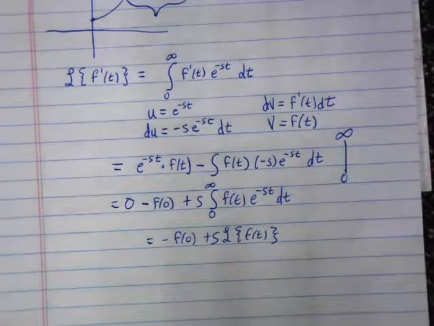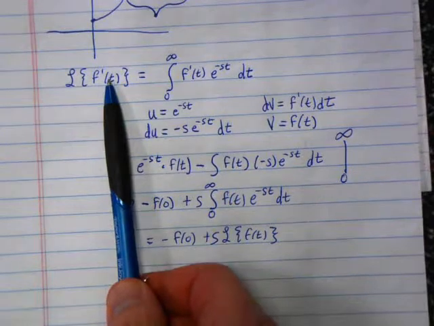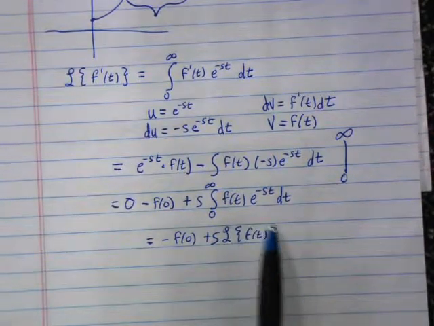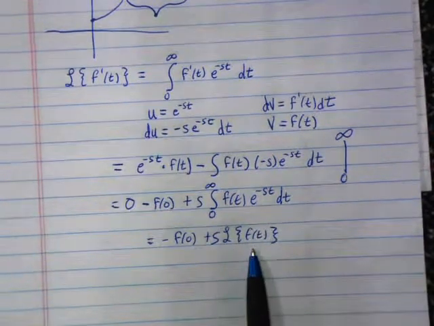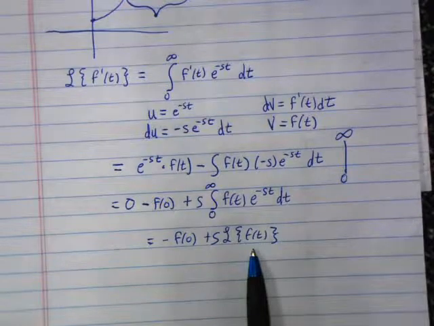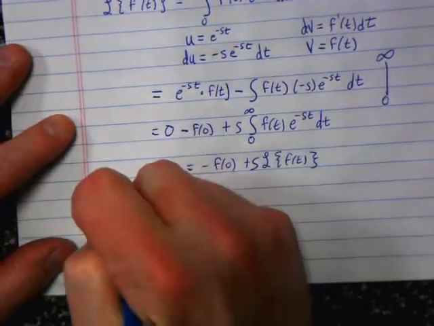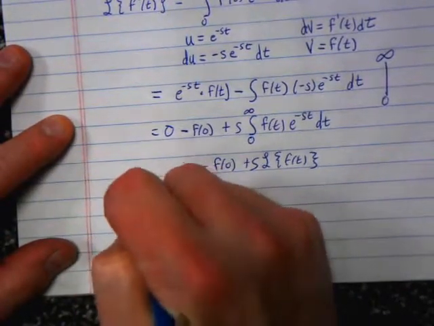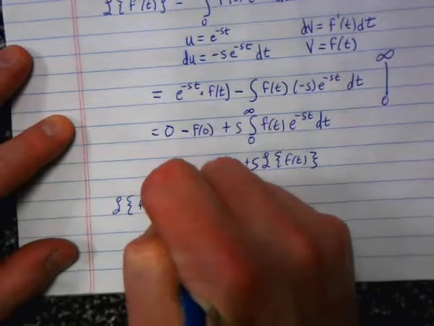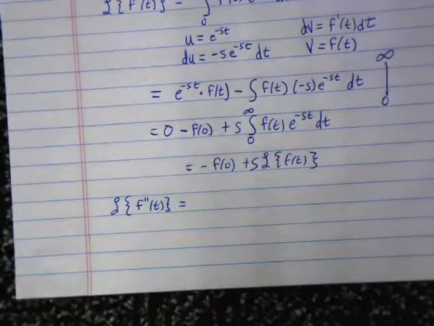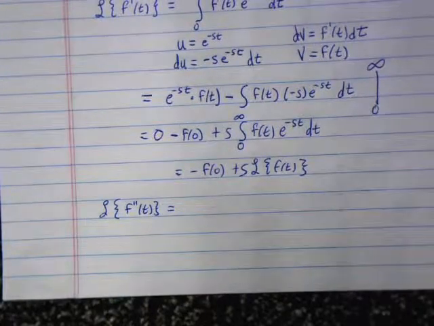So if I want to do the Laplace transform of a derivative, I can convert it to the Laplace transform of the original function. What if I want to find the Laplace transform of the second derivative? Would it be a two-step? It would be a two-step deal.